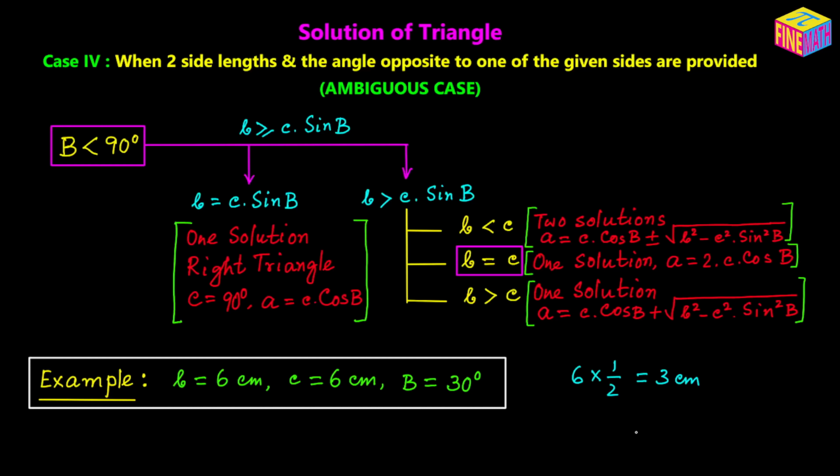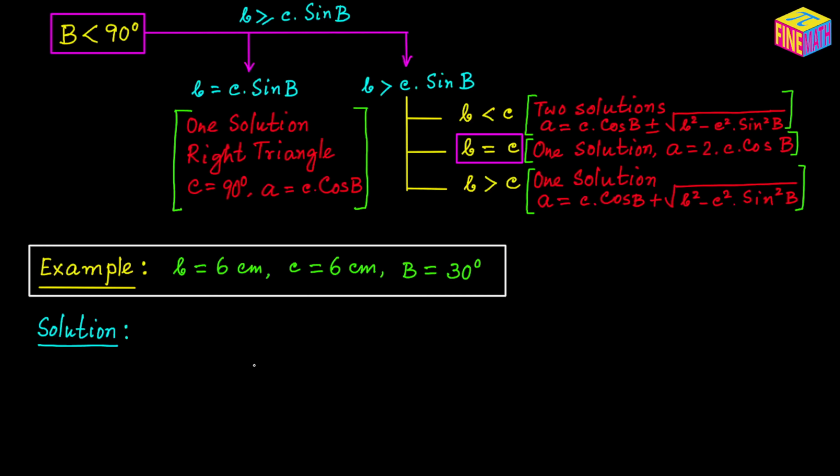And of course b is an acute angle here. B is given as 30 degrees, so that is an acute angle. So now we are sure that there will be only one solution where the triangle will be an isosceles triangle. So let me make a couple of quick notes here, that b is an acute angle and here the side length b is greater than c times sine of b, and also b is equal to c, and the solution will be an isosceles triangle.